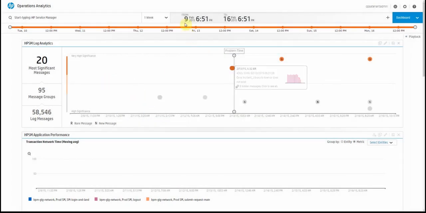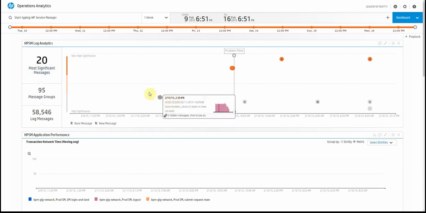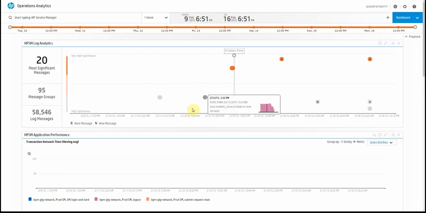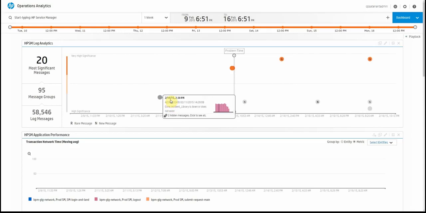If we take a look at this, and I went back over a week, from February 9th, 2015 through February 16th, 2015, we can start to look back, and you can see Operations Analytics group these critical, most significant message groups into certain events. So we can see here there are some issues with the incident library being down. That's one of those specific tags that I put into the system to indicate that the incident library, from a knowledge management base in this particular application, is down.